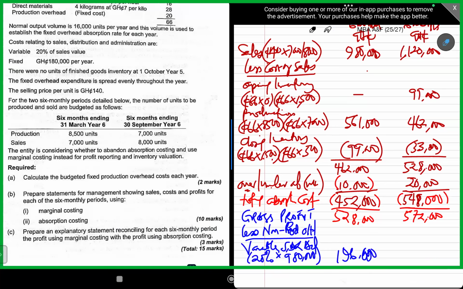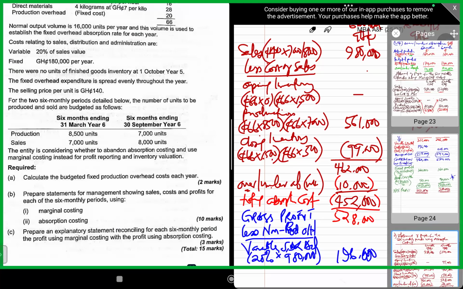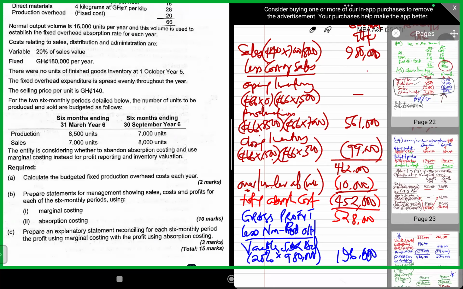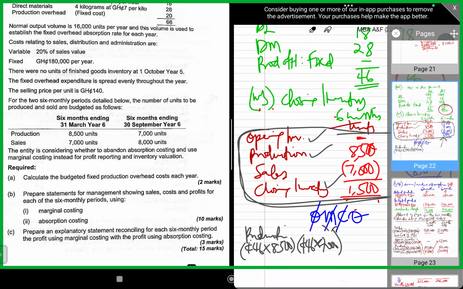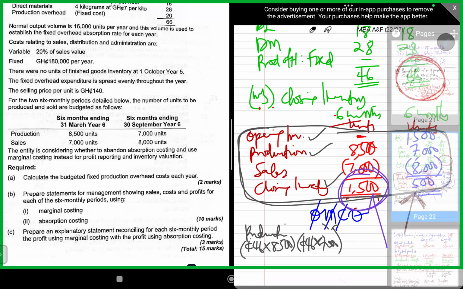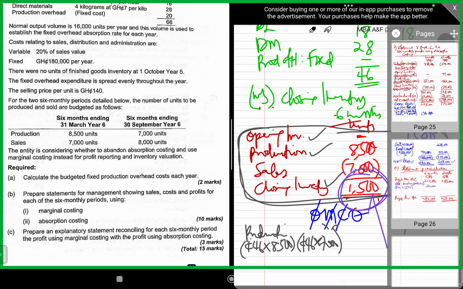Okay, let me check. I've forgotten this method. Okay, it's here. The first 6 months, the closing inventory here. This is the closing inventory, 1,500. That's what we got, right? Yes. We move on to the next.